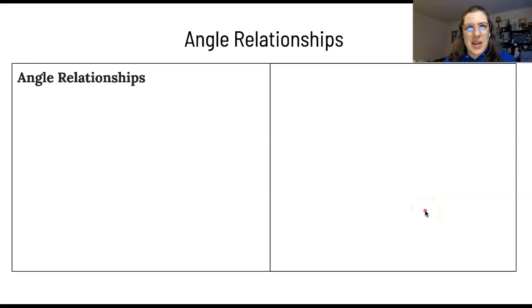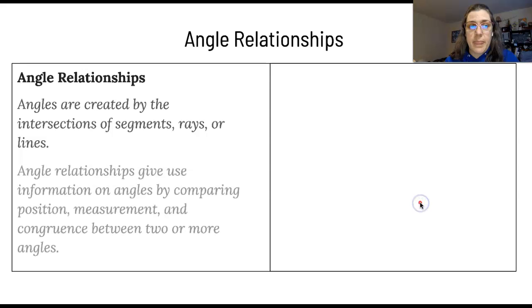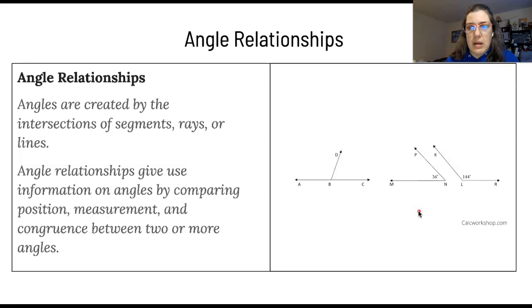Angle relationships. What is an angle relationship? Angle relationships are created by intersections of segments, rays, or lines, all terms and undefined terms that you learned earlier in the unit. Angle relationships give us information on angles by comparing position, measurement, and congruence between two or more angles. There are a couple of examples of what an angle relationship could look like: two angles, non-adjacent angles.